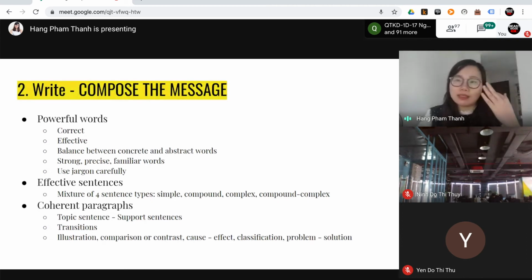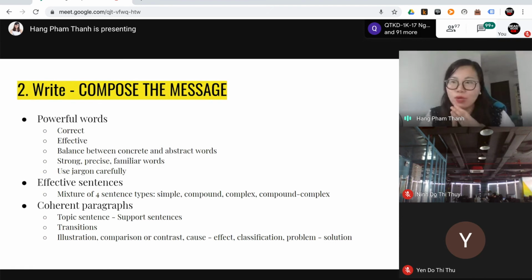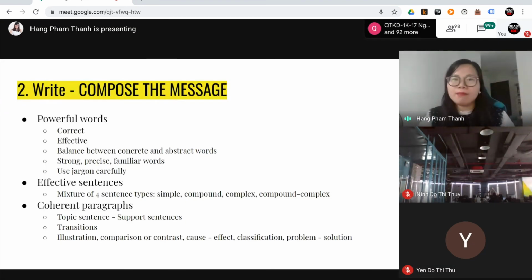So some suggestions for you to choose the powerful words. First, they need to be correct. Then they need to be effective, telling the audience what you want to tell. There should be a balance between the concrete and abstract words. You don't want to have too abstract words because it may be difficult for the audience to follow.